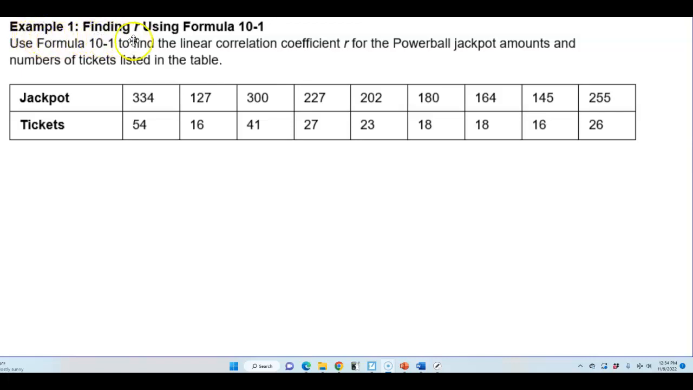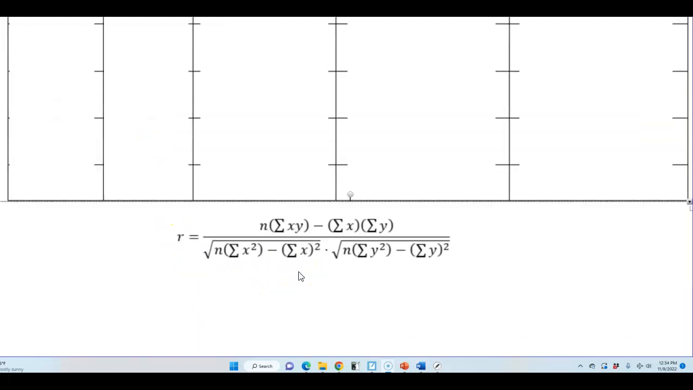Example 1, finding R using formula 10.1. We're going to use formula 10.1 to find the linear correlation coefficient R for the Powerball jackpot amounts and number of tickets listed in the table below. Now let's scroll down just a little bit to look at that formula.